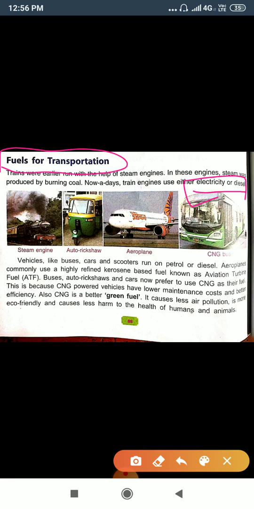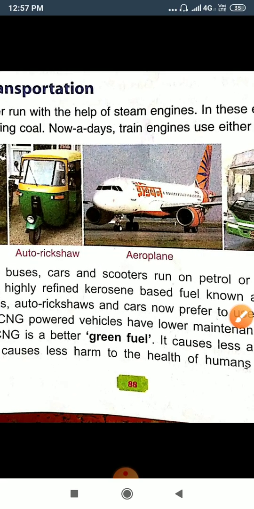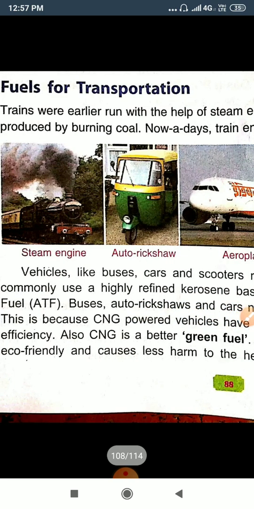So see the diagram, this is a very important diagram also. In this train, steam engine coal is being used, and nowadays in the auto rickshaw diesel or petrol is used, and in the aeroplane what is used? In the aeroplane highly refined kerosene based fuel is used, that is known as aviation turbine fuel, that means ATF. See this, ATF, aviation turbine fuel, this is very important.